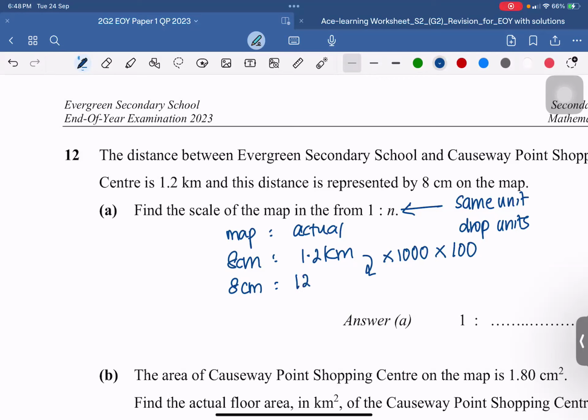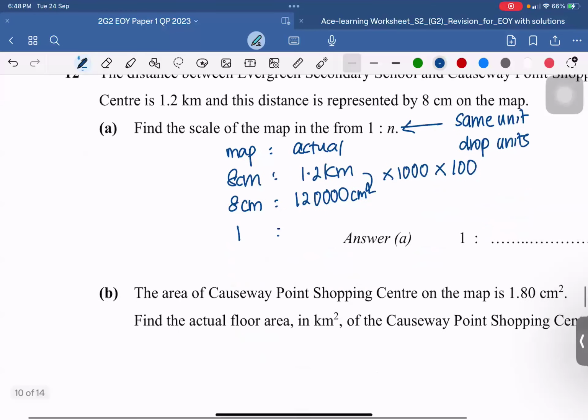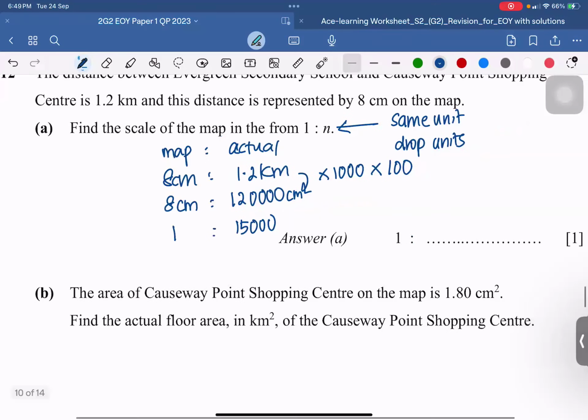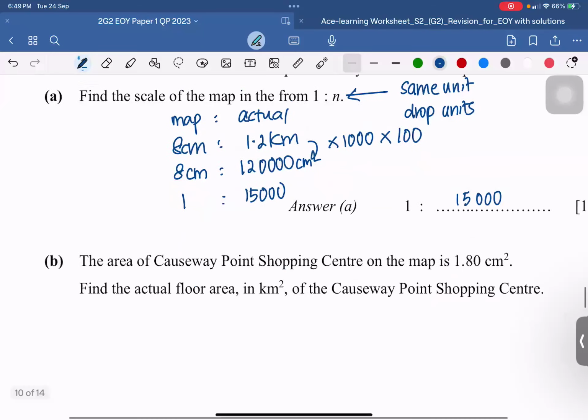So this one will give you how many zeros? 1, 2, 3, 4. Now the units are the same on both sides already. Drop off the units, so make it 1. Divide by 8. What is this number? 15,000. 1 to 15,000. Like that. Now this one is your answer. But now they want to find the area.